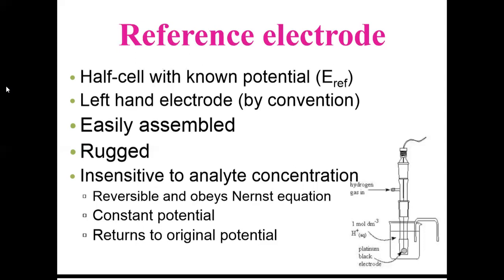Now, the reference electrode is unaffected by small variations in method parameters. It is insensitive to analyte concentration. It is reversible and obeys Nernst's equation. It has a constant potential. It returns to its original potential.